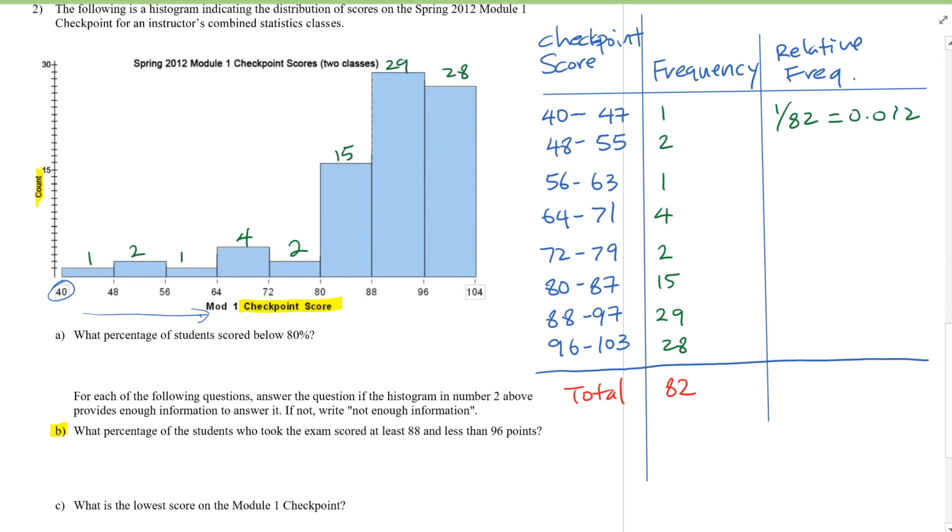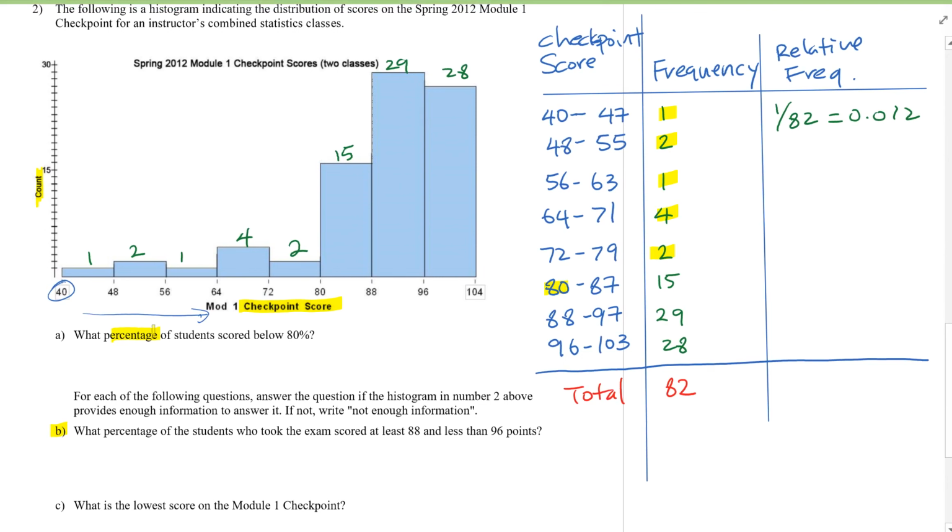So A, what percentage of students score below 80? Score below 80, first of all, I'm going to locate my 80, right? 80 is right here. Below 80, meaning everything below 80. That means 1, 2, 4, 1, 2, 1. So the total below 80, I added up, will be 2 plus 4, 6, 7, 8, 9, 10. So 10 students score below 80, but I want percentage below 80.